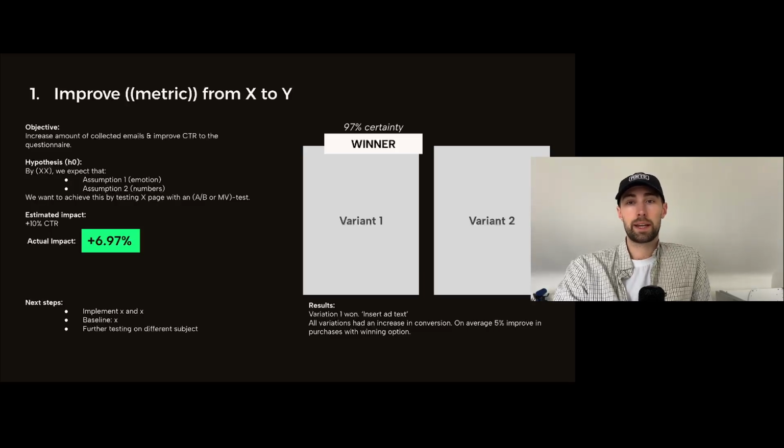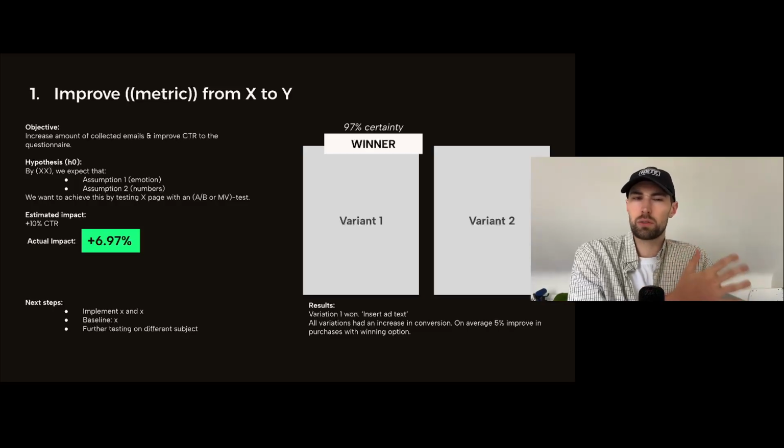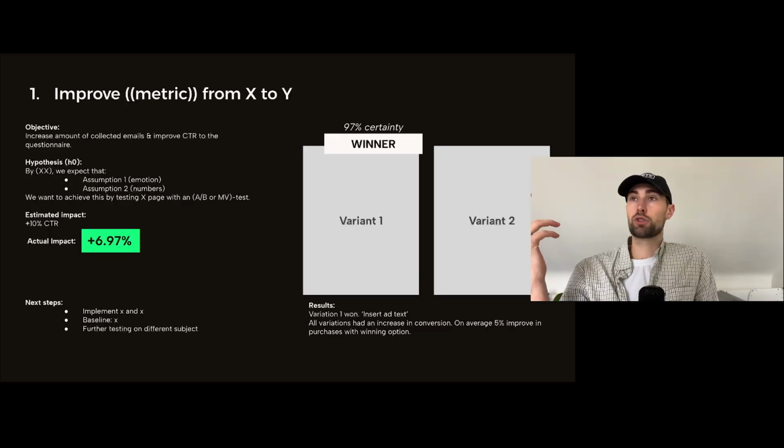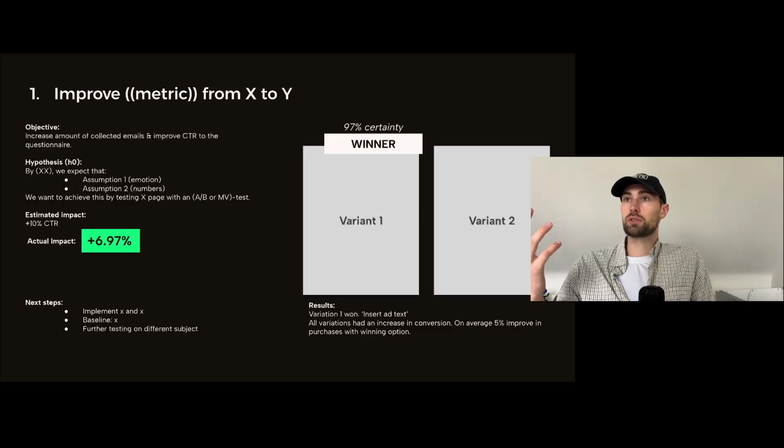First off, we start by mentioning the objective. So what is the exact objective? What do we want to do? Then what do we think will perform best? So let's say I think version A will perform better because of XYZ. Then I have something very clear to test. Then you run the test, obviously.